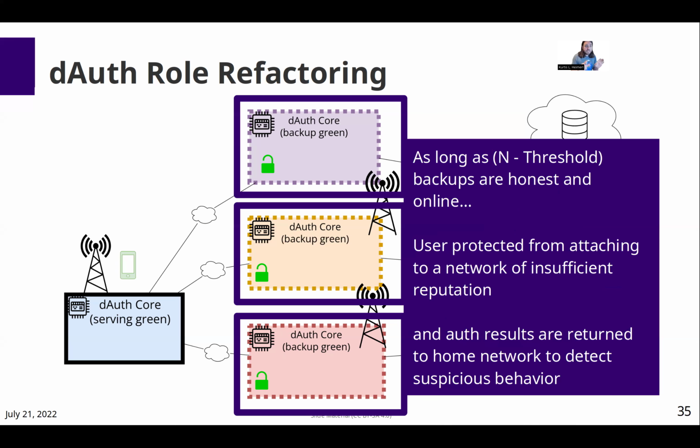As long as n minus the threshold, which is a variable we get to choose, backups are honest and online, the user is protected from attaching to a network of insufficient reputation, so one that they trust and that their home network trusts, and auth results are returned to the home network so that they can make future decisions about who to trust, and potentially bill the user if necessary.